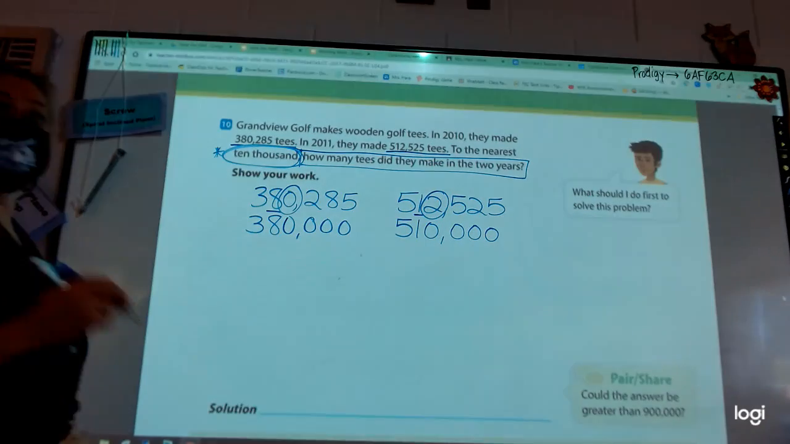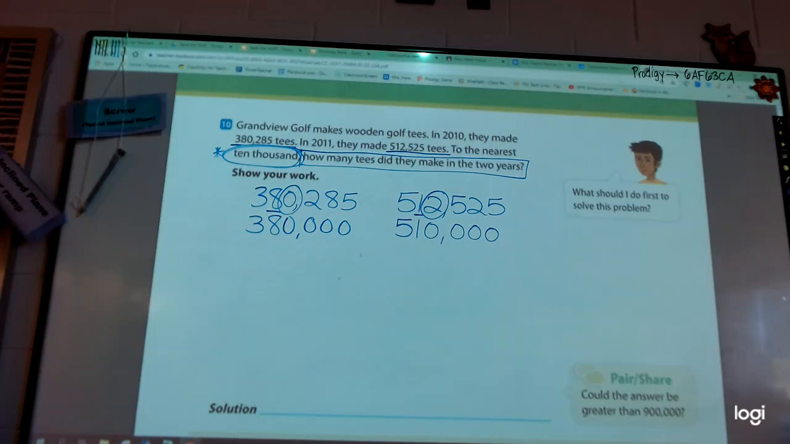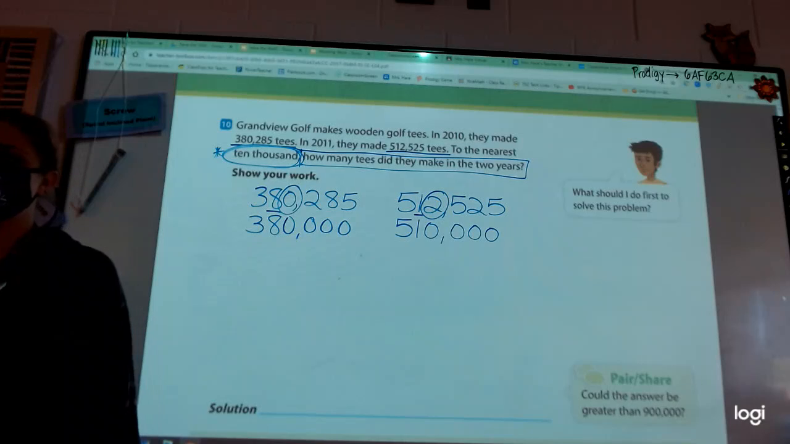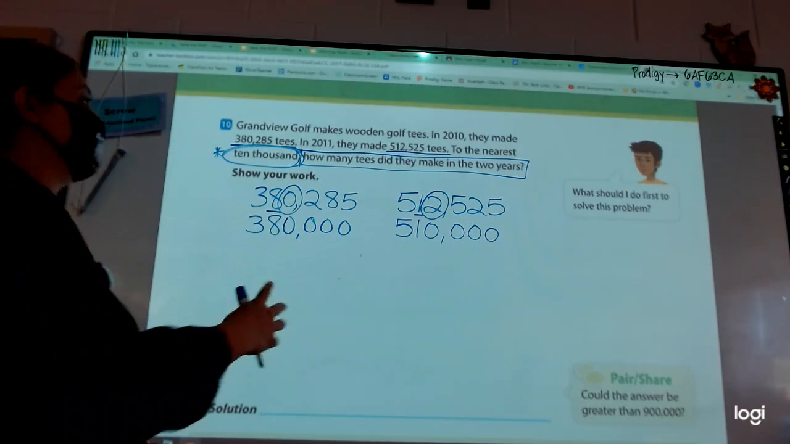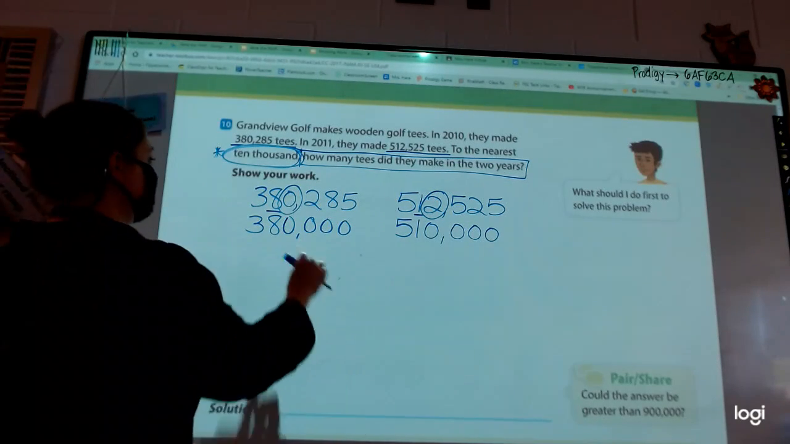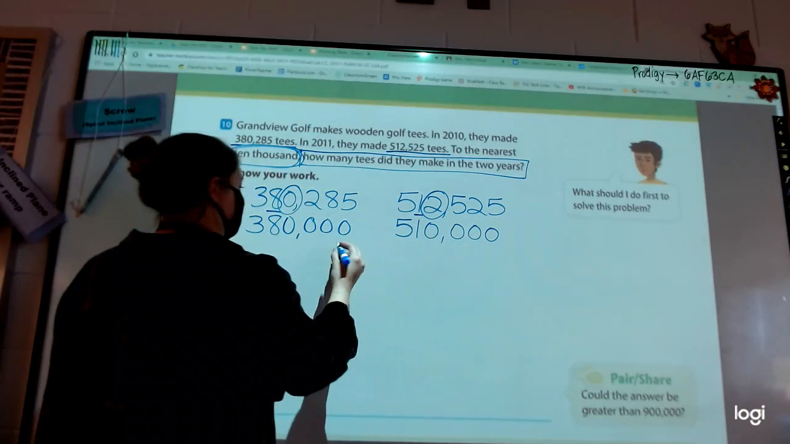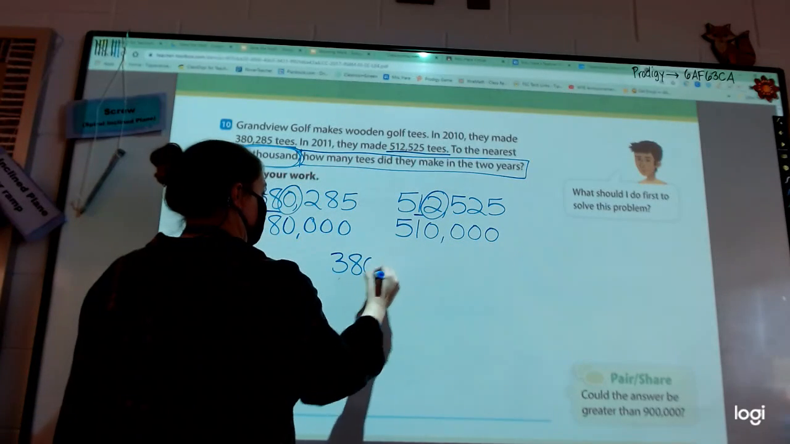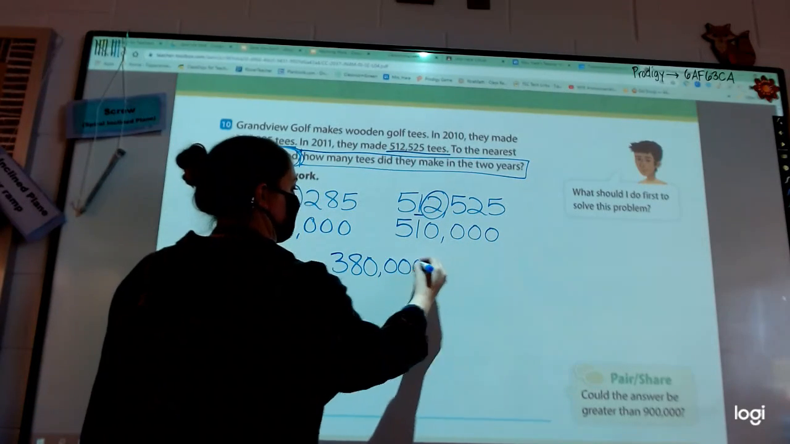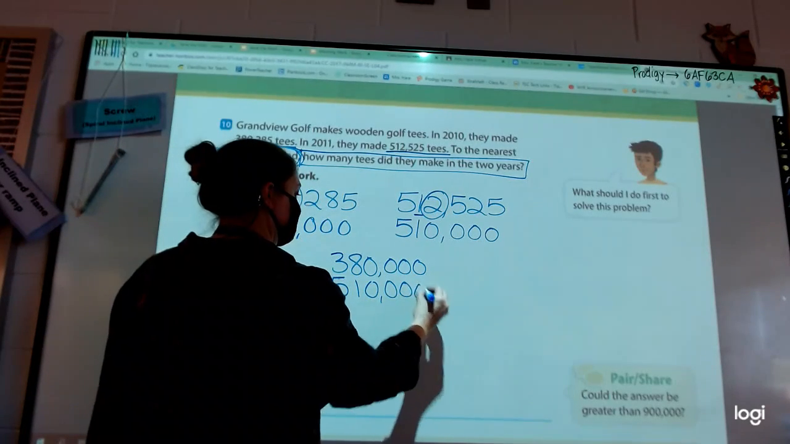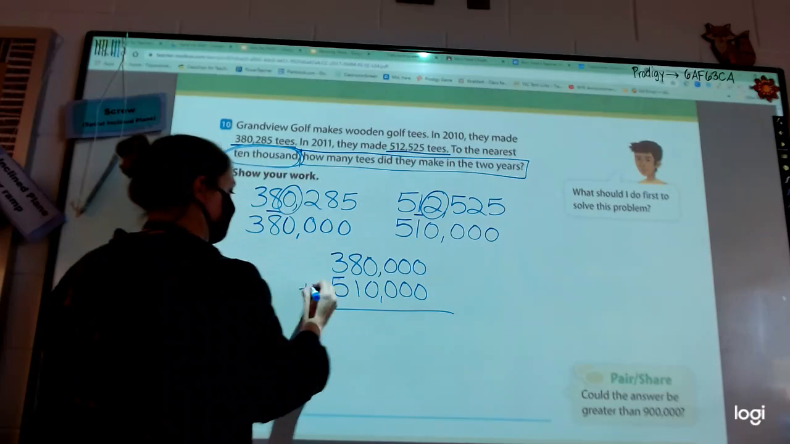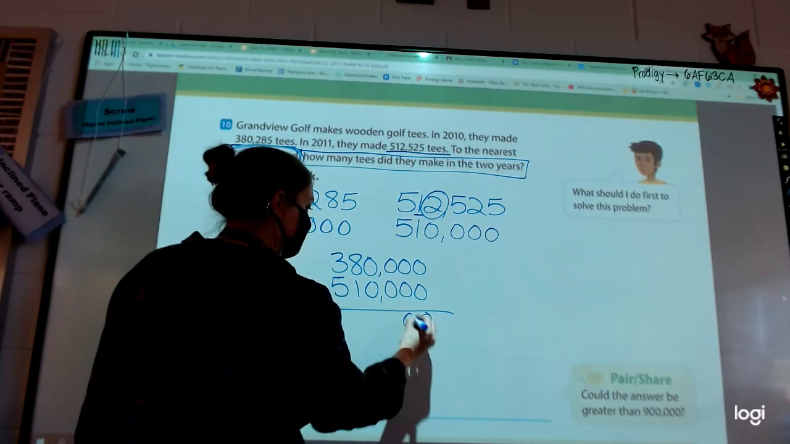All right, now back to the question. We have rounded numbers. The question says, how many tees did they make in the 2 years? So what math operation do we need to use? Addition or subtraction? Hayden? Addition. We want to know how many they made total. So we need to add these two rounded numbers. 380,000 and 510,000. Make sure you're writing with me. Add these up. Make sure you check my work when you're done.